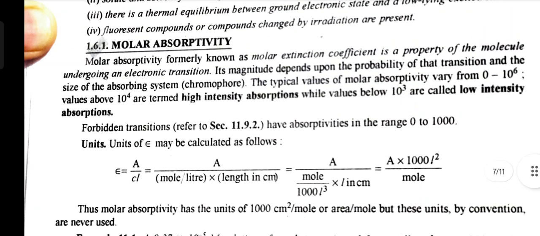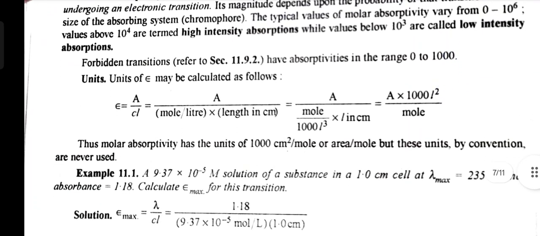Forbidden transitions have absorptivity in the range 0 to 1000. Thus, molar absorptivity has units of centimeters square per mole or area per mole, but these units by convention are never used.